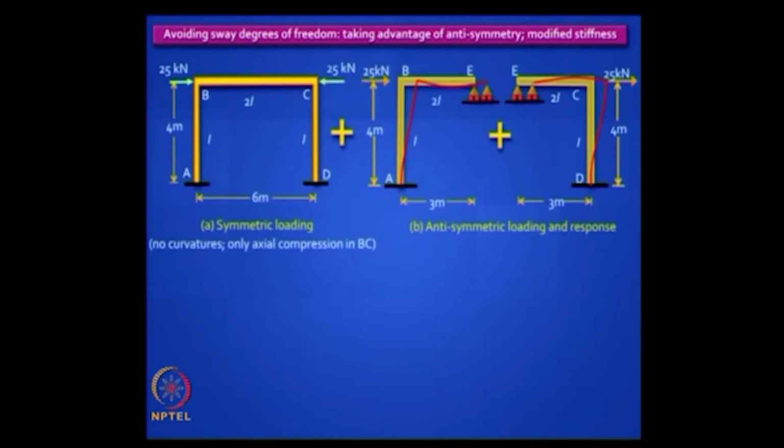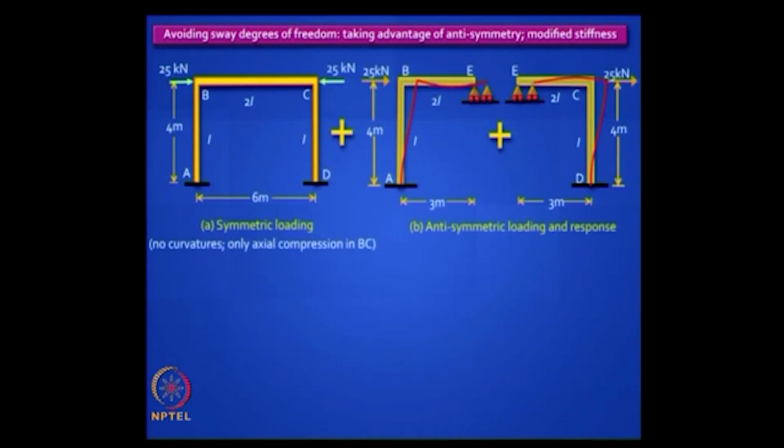If you recall, we stopped here in the last session. So the total lateral load of 50 kilonewton can be divided into 2 parts, one which has a symmetric loading and the other which has an antisymmetric loading. It is only the antisymmetric loading that causes any bending in that frame, because the symmetric loading simply produces an axial compression in the beam BC.